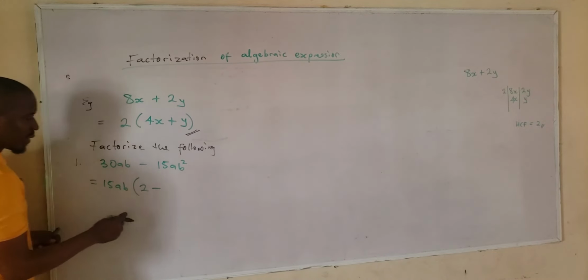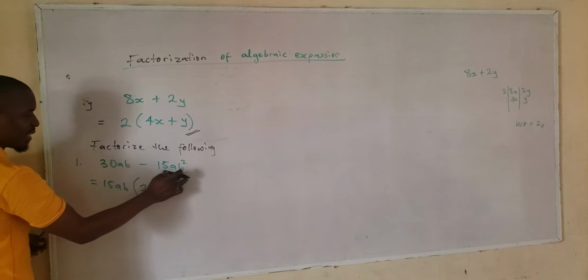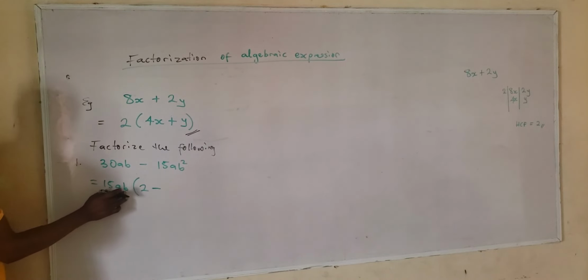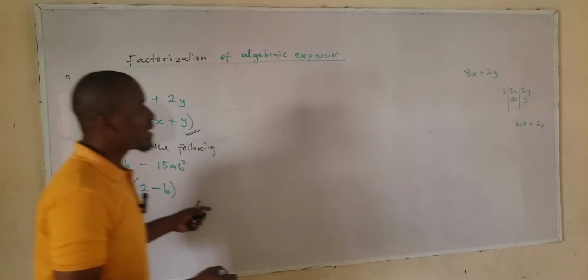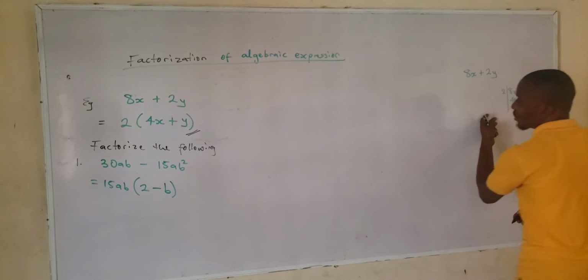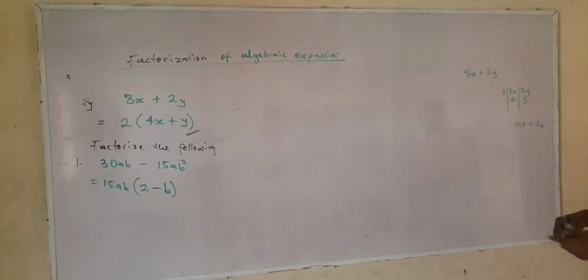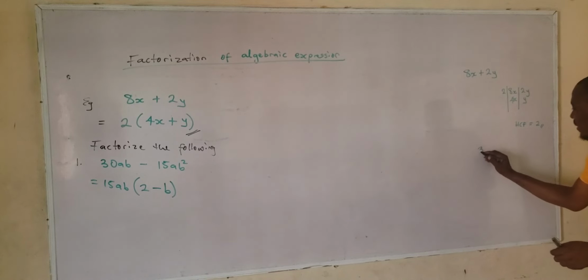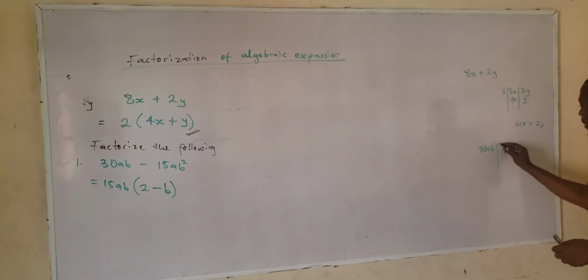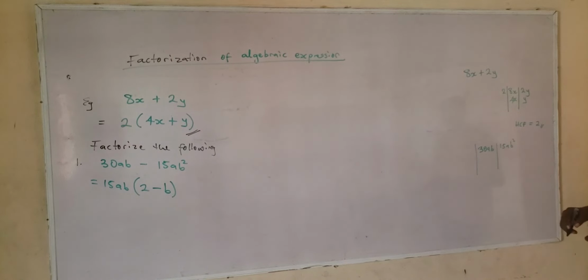Minus 15ab square divided by 15ab, so we have only b. Now, if you still use this method, being able to find the HCF of those two terms, 30ab and 15ab square, you use what is common.